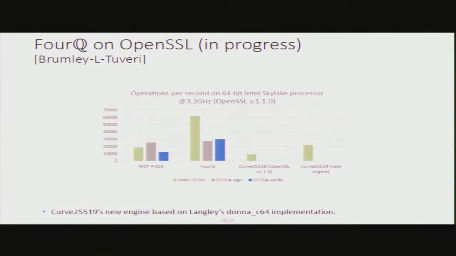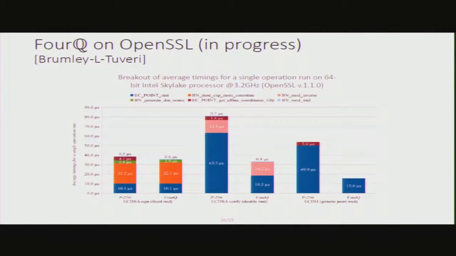At least the implementation that we tested of Curve25519 in OpenSSL was kind of slow. Nicola Tuveri actually plugged in a new engine for that curve based on Donna-C64, and that performed much better. Now, here is the breakout of the timings on the same Skylake processor. Now focus on P256 and FourQ for ECDSA and ECDH.